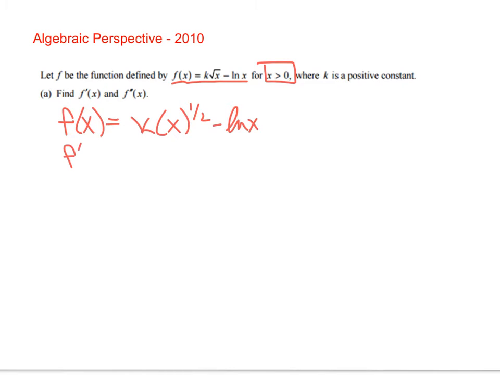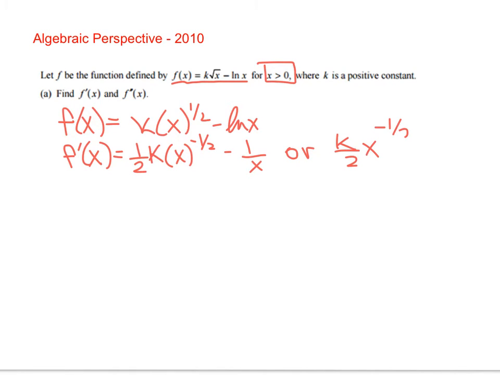So first derivative, then we'll use our product rule. So I get 1/2 k, and then it's x to the negative 1/2 minus 1 over x. Okay, great. That's the first derivative. Now, you know what? I'm actually going to keep it in power form because it's much easier to take a second derivative if it's written as a power. So for example, if I have k over 2 x to the negative 1/2 minus x to the negative 1. So do you strategically see how I'm leaving it in power form?